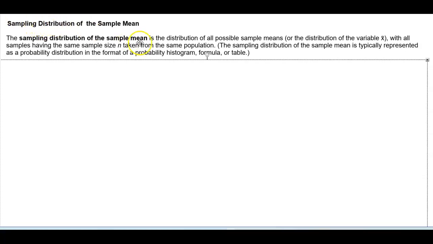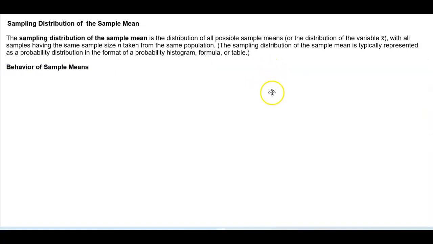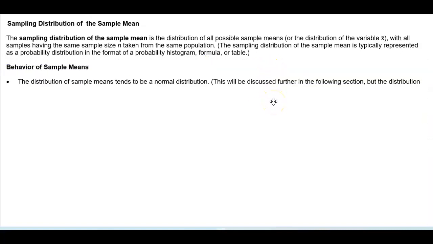Sampling distribution of the sample mean. The sampling distribution of the sample mean is a distribution of all possible sample means, or the distribution of the variable there, with all samples having the same sample size n taken from the same population. The sampling distribution of the sample mean is typically represented as a probability distribution in the format of a probability histogram, formula, or table.